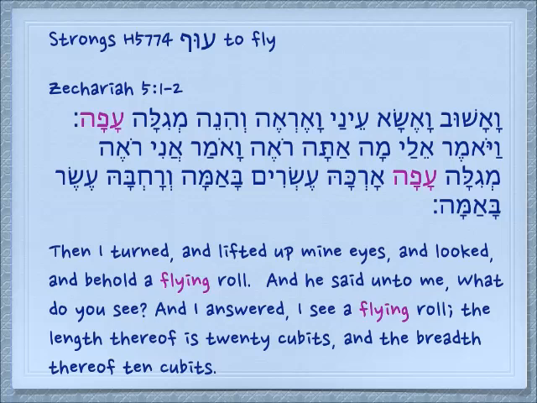So in this case, this is a present tense, a participle female conjugation, because Megillah is female. Flying Megillah, Megillah Afa. And it's repeated again in the second verse. That is a conjugation for the hollow verb for the third person feminine participle. Again, I answered, I see a flying roll, Megillah Afa.